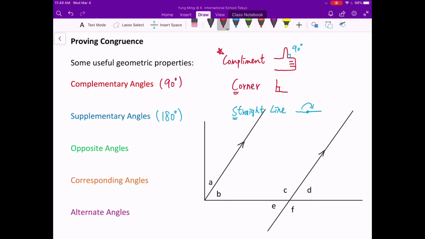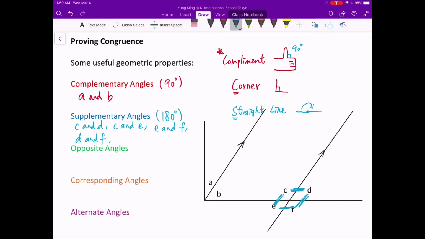So which ones are complementary angles? Obviously, for the first one, you will see that A and B are complementary angles. For supplementary angles, we actually have a lot. As long as they add up to 180 degrees, they are supplementary angles. You could have C and D, C and E, E and F. So basically all these pairs, they are all supplementary to each other pairwise.